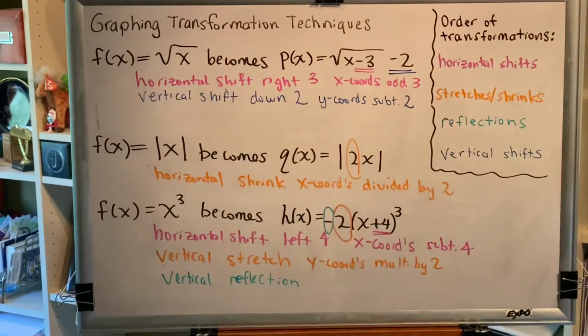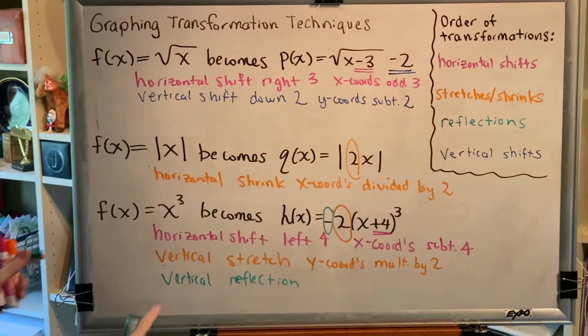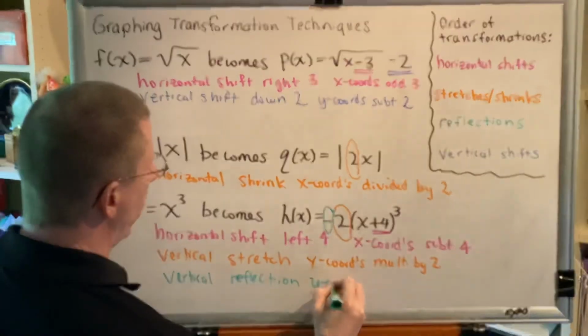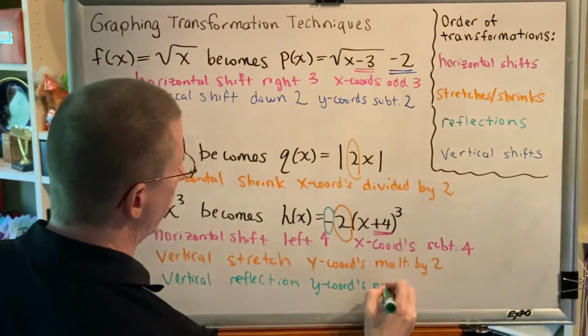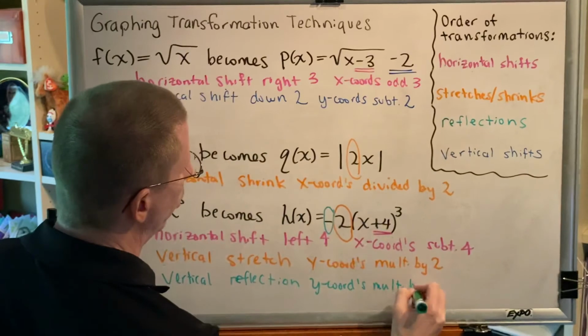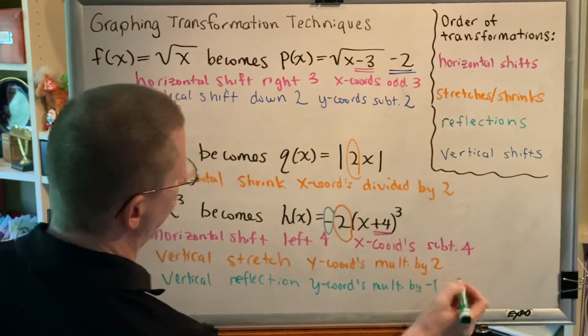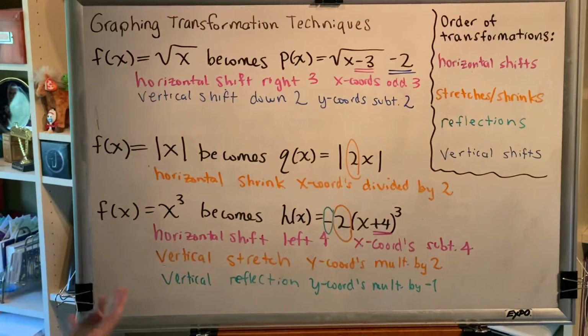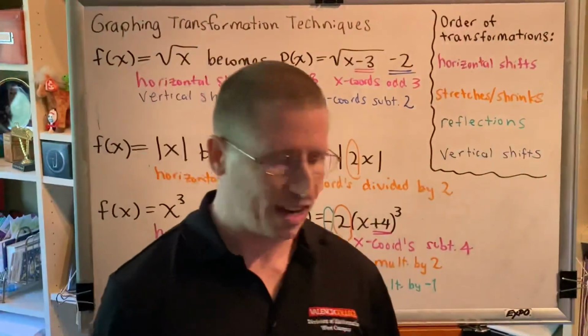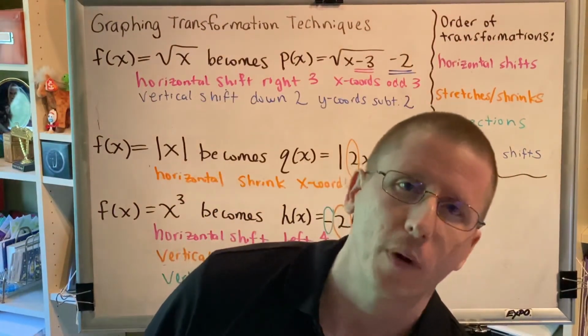All right, and then lastly, vertical reflection. It's vertical, so that affects the Y coordinates. And with a reflection, they are multiplied by -1. Or if you prefer, you can write Y coordinates change sign. Either way is acceptable. All right, that finishes these 3 problems. In the next video, we will finish the other 3 problems.